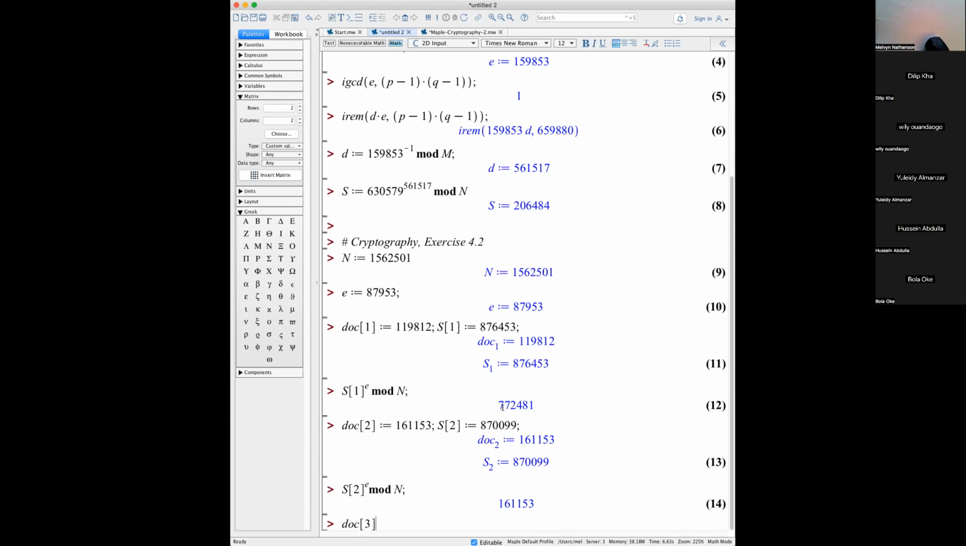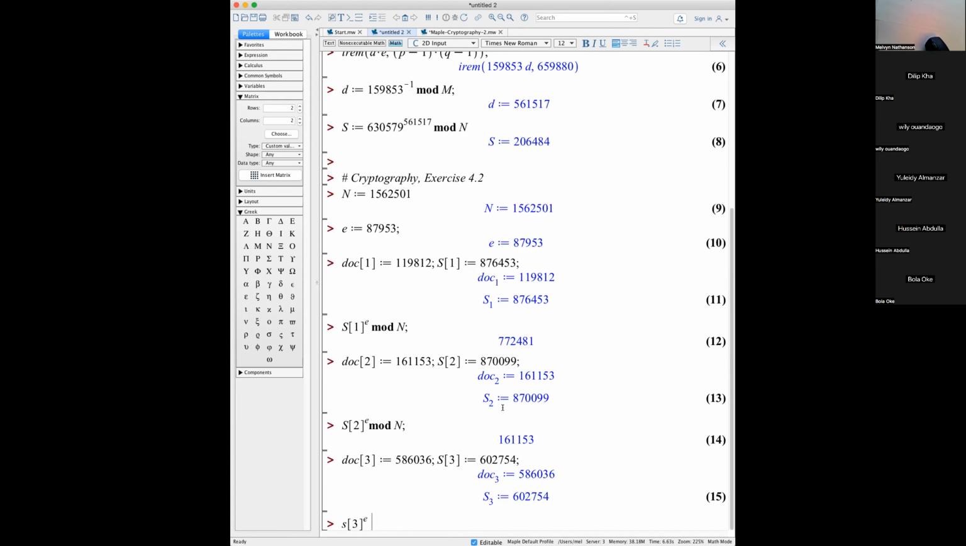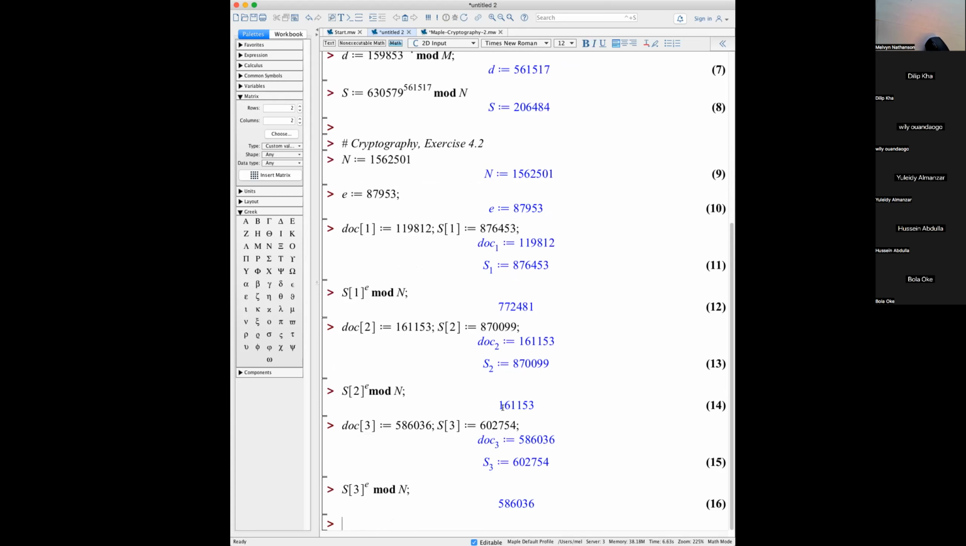The third document is 586,036. And the third signature, S3, is 602,754. And if I compute that signature, S3, raised to the power E, oops, I need a capital S, S3 to the power E mod N, I also get back the correct document. So signature 1 is valid, but signatures 2 and 3 are not.